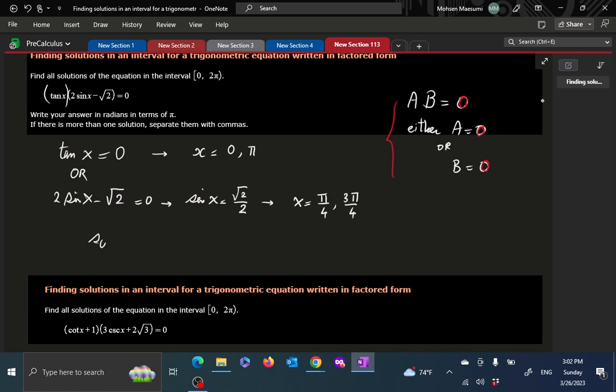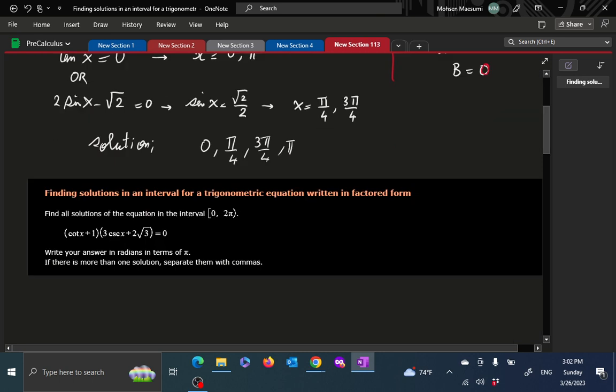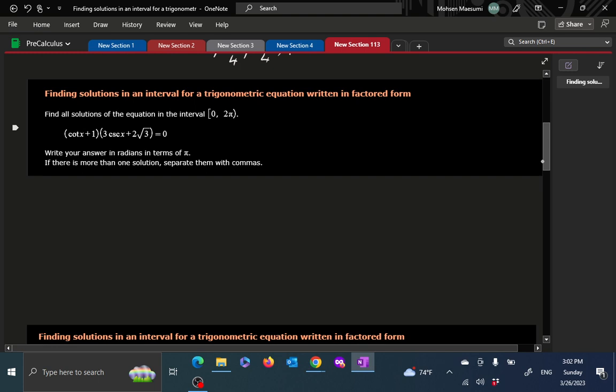Overall, the solution of the problem, if you want to write them in order: 0 is there, pi over 4 is there, 3 pi over 4 is there, and pi is also there. These are the solutions that are in this interval. If we wanted all the solutions, we would add 2k pi to all of these, and then we'll have all of them, or we could abbreviate that somewhat like what we said in the previous lecture.